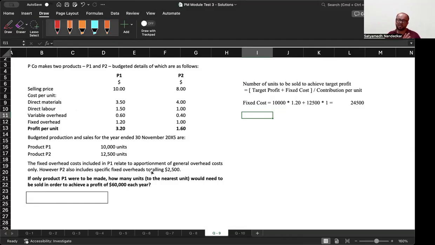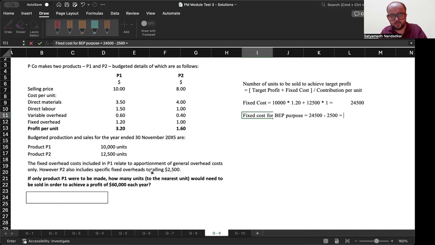So those are only related to that particular department or that particular product. On an organization level, when we are trying to do break even, we'll have to consider overall fixed cost, which is common to both the products, which has then been apportioned. So what is your fixed cost for break even purpose? 24,500 minus 2,500, because it was not incurred for both products in a uniform manner. It was specific to that particular product, that particular department. Your total fixed cost is 22,000.